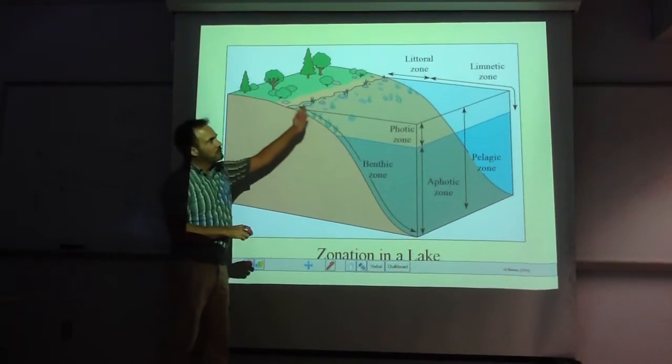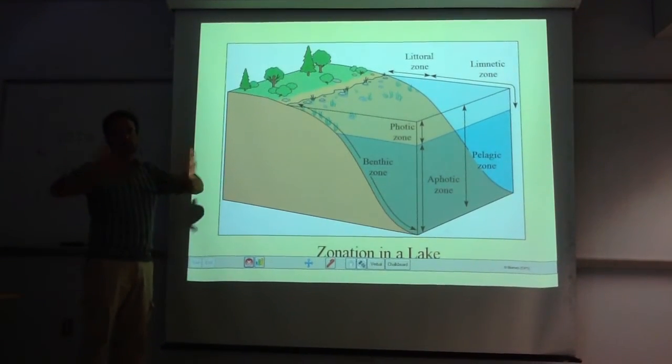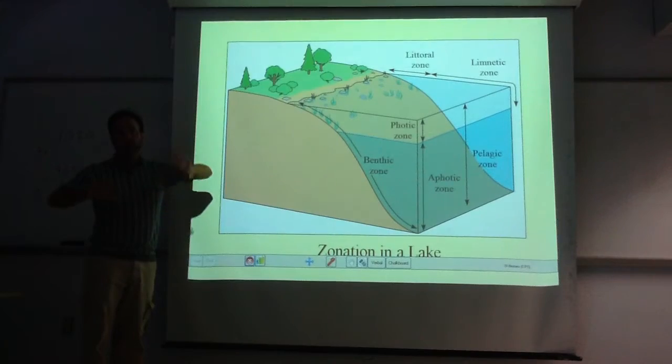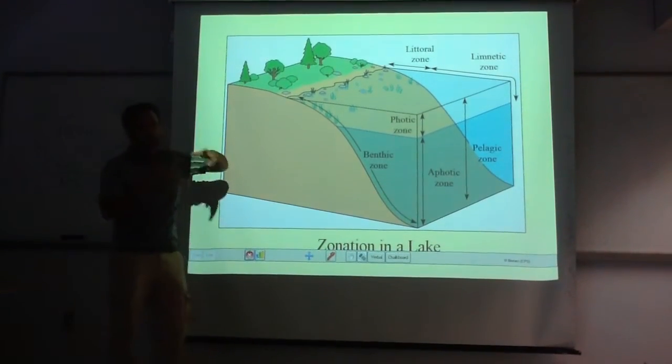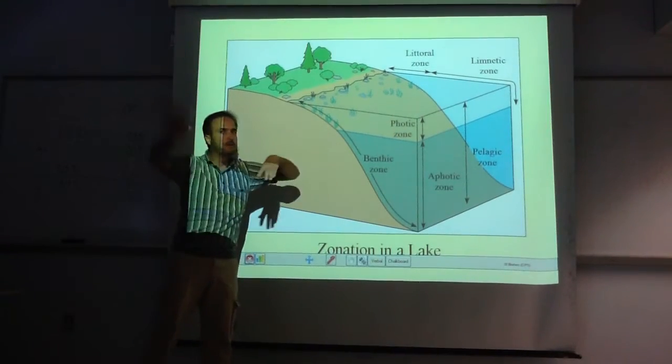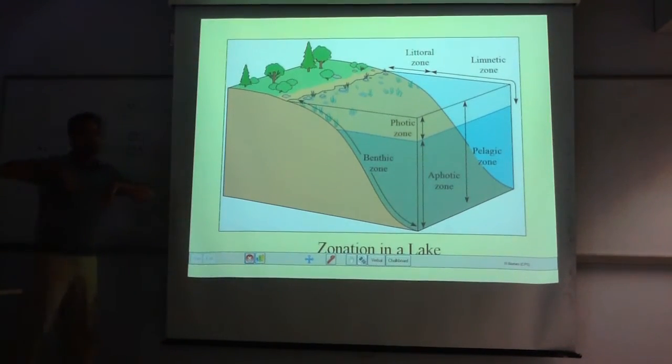There's sort of two different zones or two different areas you can think about in a lake, as opposed to whether you're close to the shore or out in the middle. So if you're in the littoral zone, that means you're close to the shore. If you're out in the middle, you're in the limnetic zone, right?